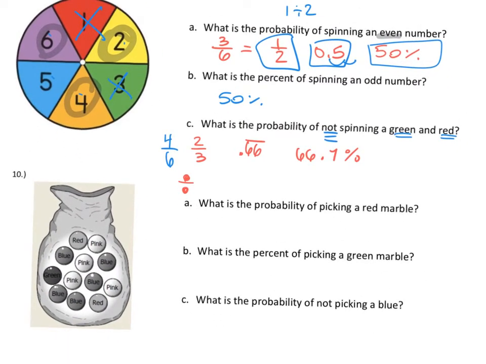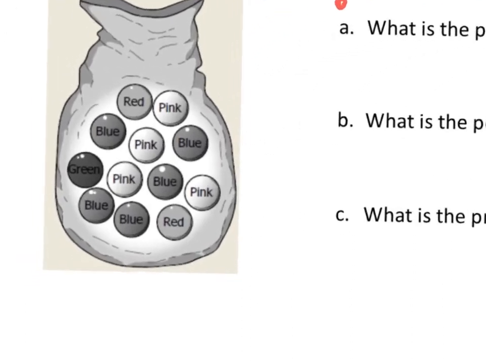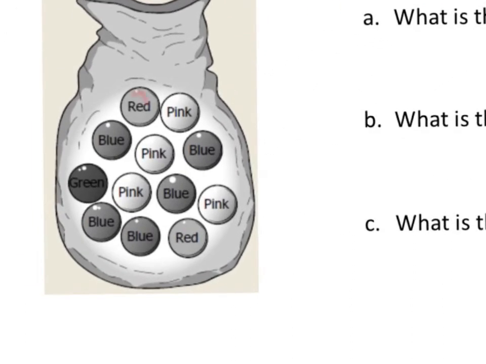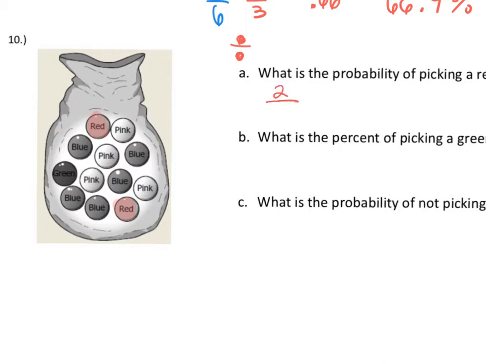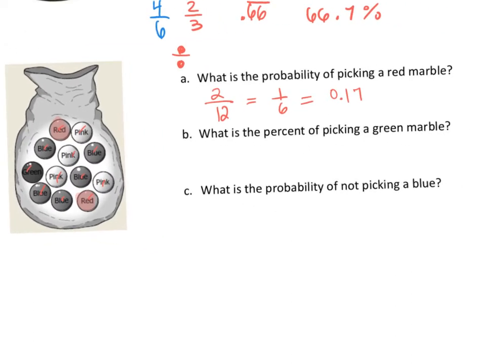What is the probability of picking a red marble? Well, when we look at our bag here, you've got the word red here. So that means that there are 2 reds, and then we have to figure out how many there are altogether. There's 2 reds out of 1, 2, 3, 4, 5, 6, 7, 8, 9, 10, 11, 12. 2 out of 12 is 1/6. 1 divided by 6 is 0.16 repeating, which rounds to 0.17, which is approximately 17%.